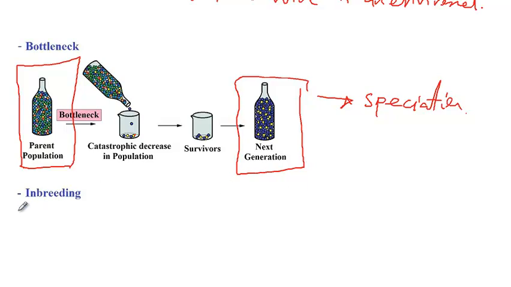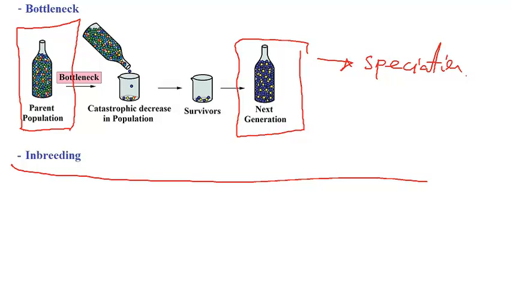So far we've discussed different factors that contribute to the increased chance of speciation. Now there are some factors that can prevent and decrease the risk of speciation, and these include, for instance, outbreeding or migration.